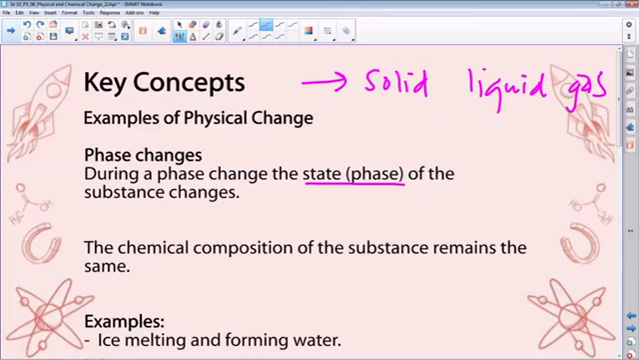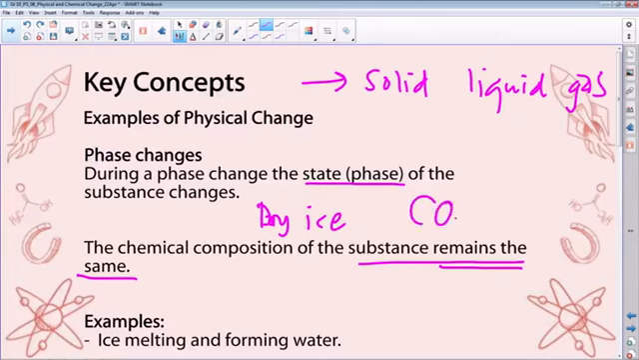Right. Now, in the physical change, the chemical composition of the substance remains the same. Chemical composition, we're talking about the individual atoms that make up a substance. Let's take, for example, dry ice. Dry ice, the one that we use for cooling. Dry ice is a common name for a substance which we use every day, which is carbon dioxide. But dry ice in this case is in a solid state of phase, as I've alluded to earlier on.